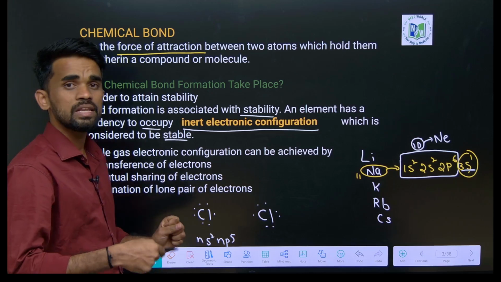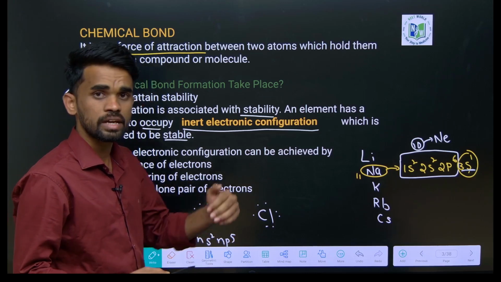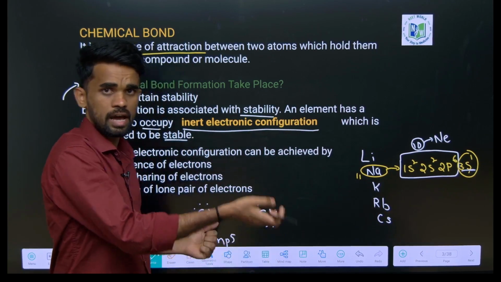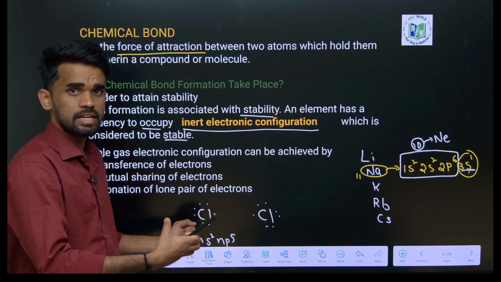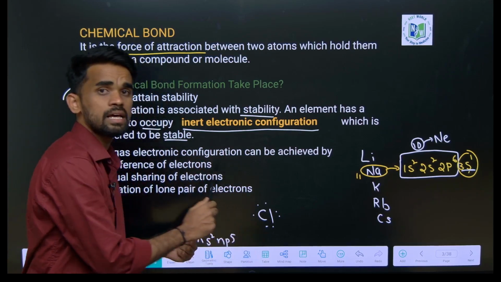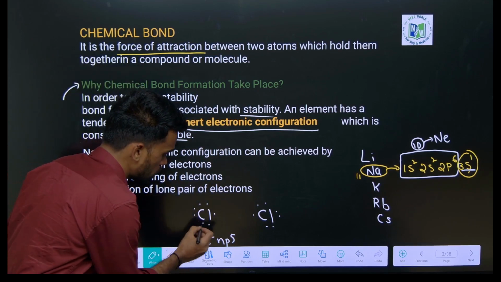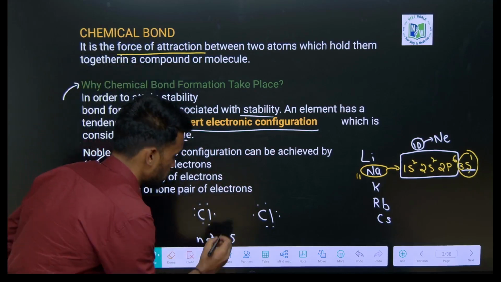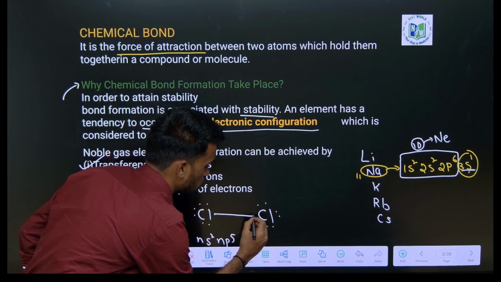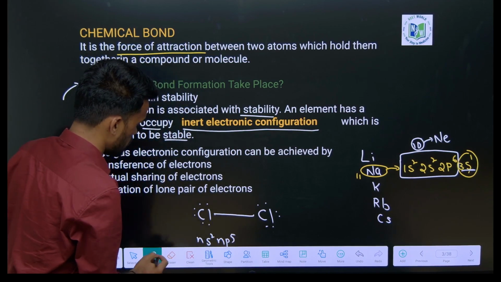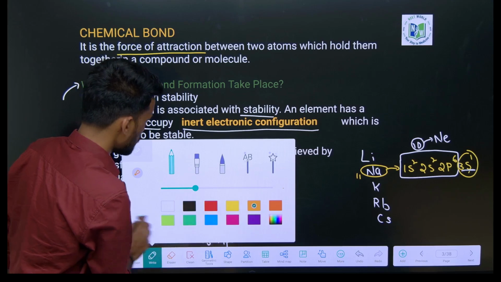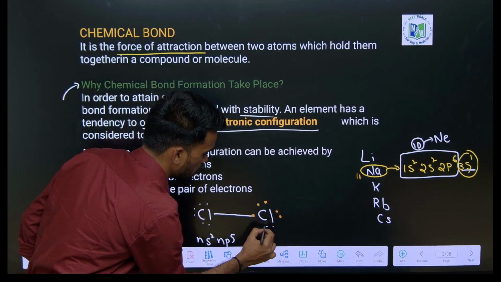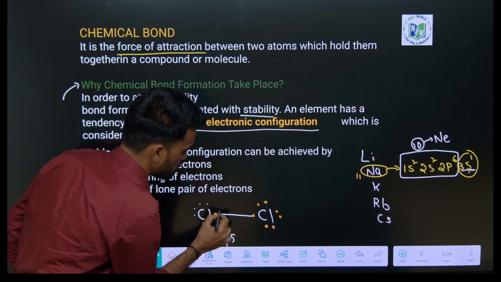In order to fulfill their octet, it means to get the nearest noble gas configuration, they tend to accept an electron, or they tend to share the electron with similar elements. So here this chlorine requires 1 electron and this one also requires 1 electron. Each will mutually share the electron. Therefore now for each chlorine, how many electrons are there? For this chlorine it will be 8 electrons. This is a mutually shared electron.